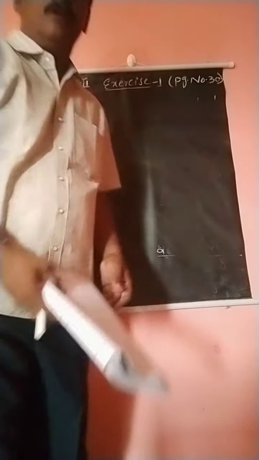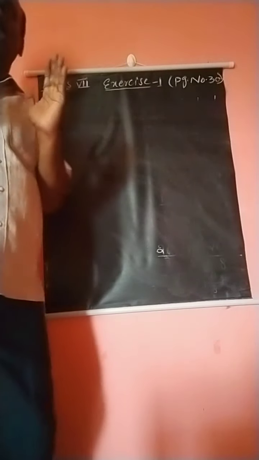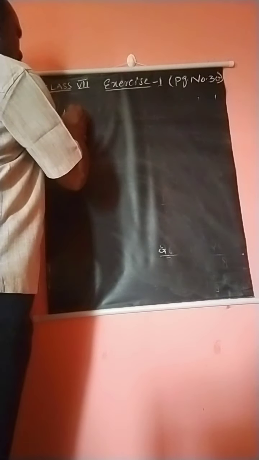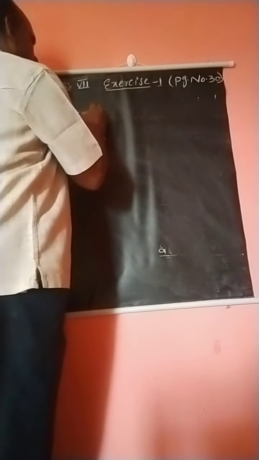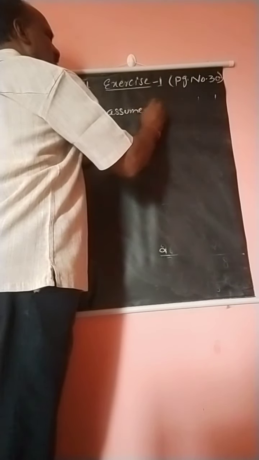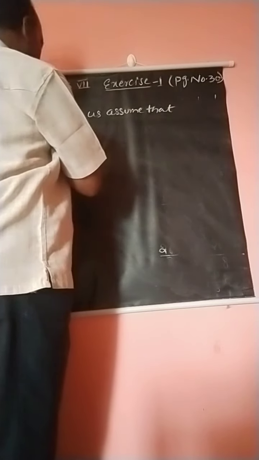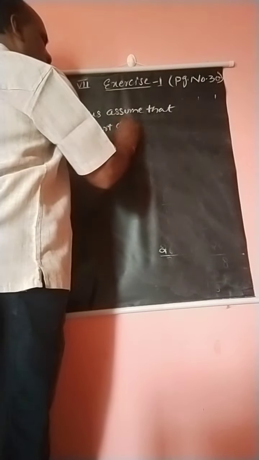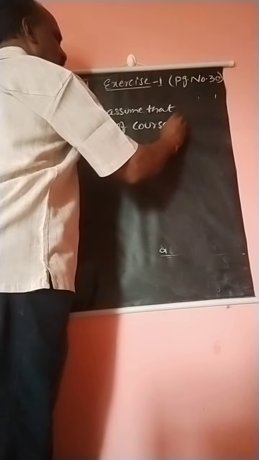First, listen, all of you. Listen here, the 6th problem. First, the total course is one part. Let us assume that the total part of the course is equal to 1.